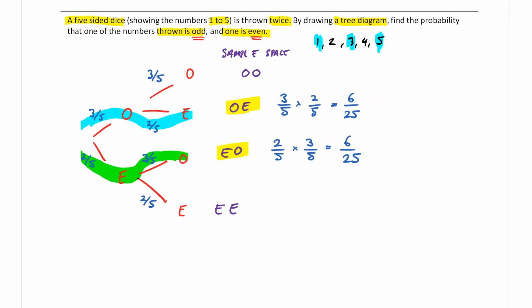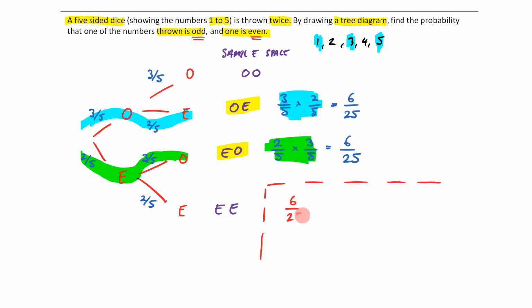So just to be clear what I've done here, remember to find the probability using a tree diagram, you multiply across the branches. That's what you're doing. And then to figure out the total probability of all of this, because we need to include both of these options, what we do next, and let me just partition this off just for neatness, I'm going to go 6 on 25 plus 6 on 25, which is going to give me my answer as 12 on 25. And that, everyone, is going to be my answer.